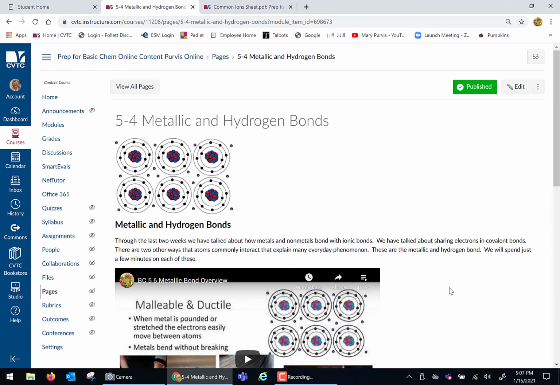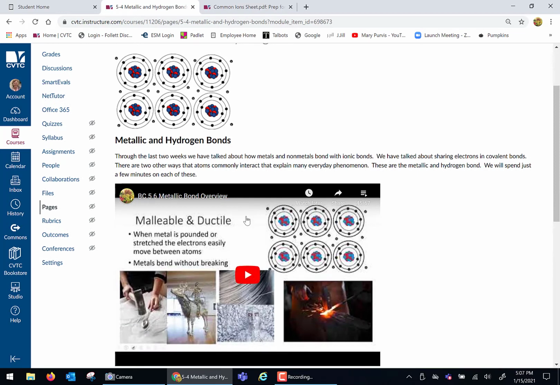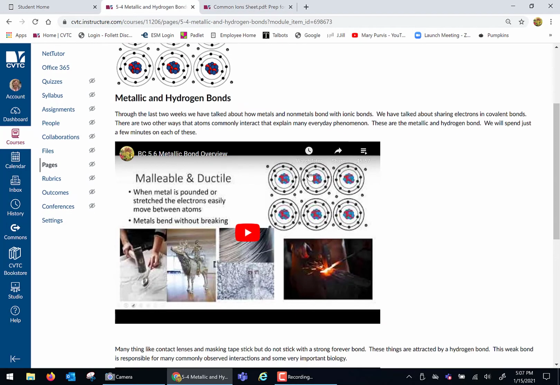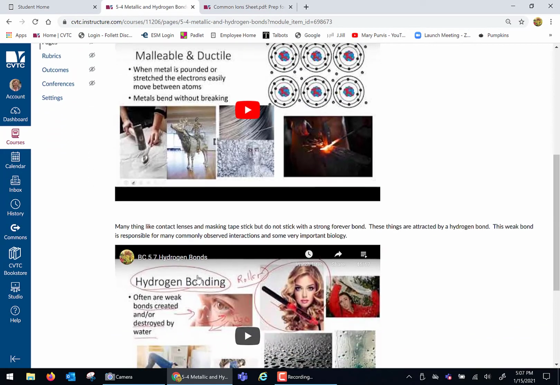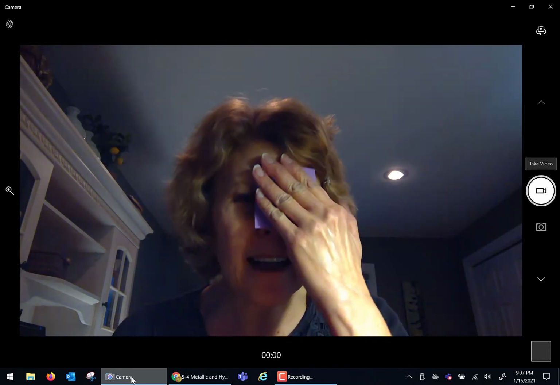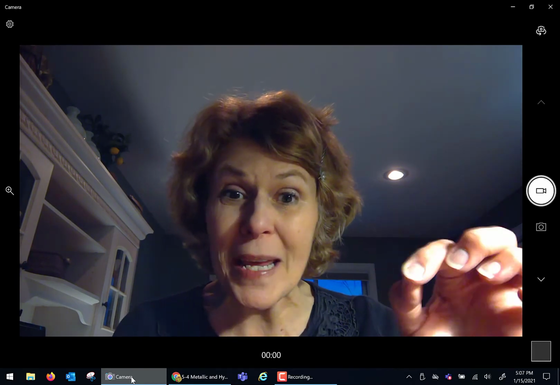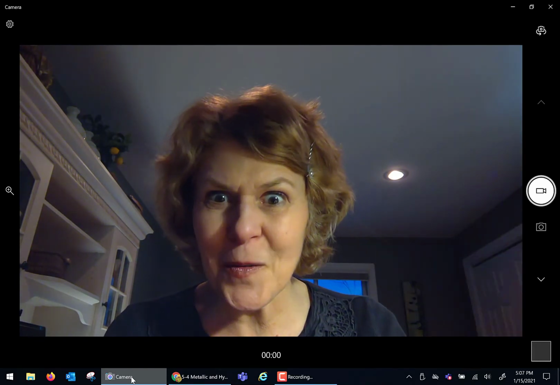The last new information for the chapter is going to talk about the metallic bond and the hydrogen bond. Metallic bonds hold metal atoms to other metal atoms. It is a wacky kind of bond. Just want to give you a general overview of how it works to explain the properties of metals. Hydrogen bonding is a weak, wimpy little bond that explains things like Post-it notes, how I can stick a Post-it note to my forehead and it really easily comes back off again because it is a weak bond. And that's a hydrogen bond.